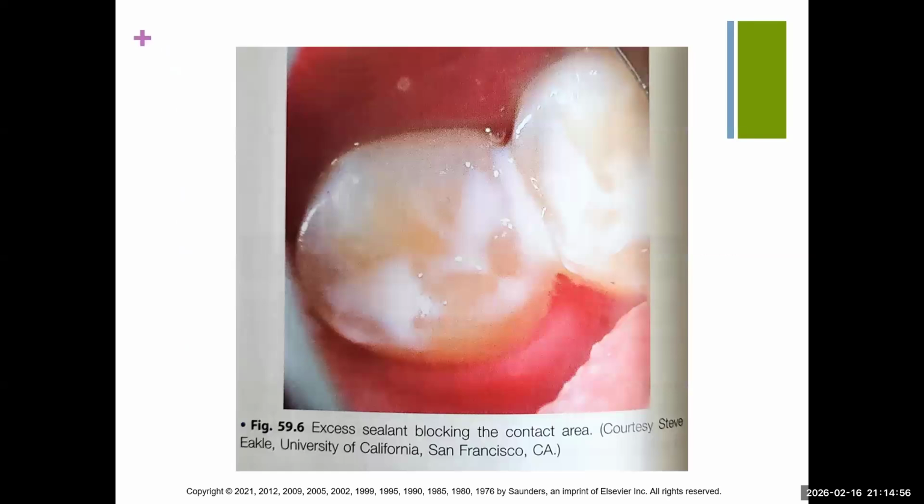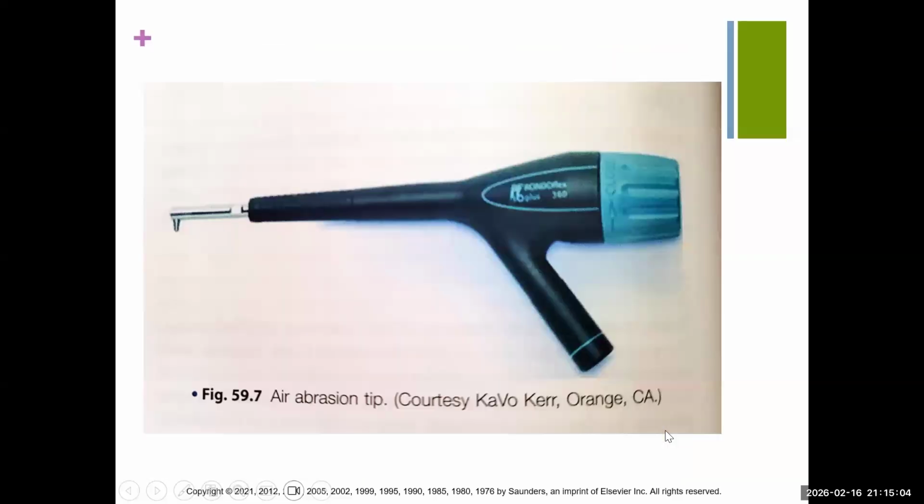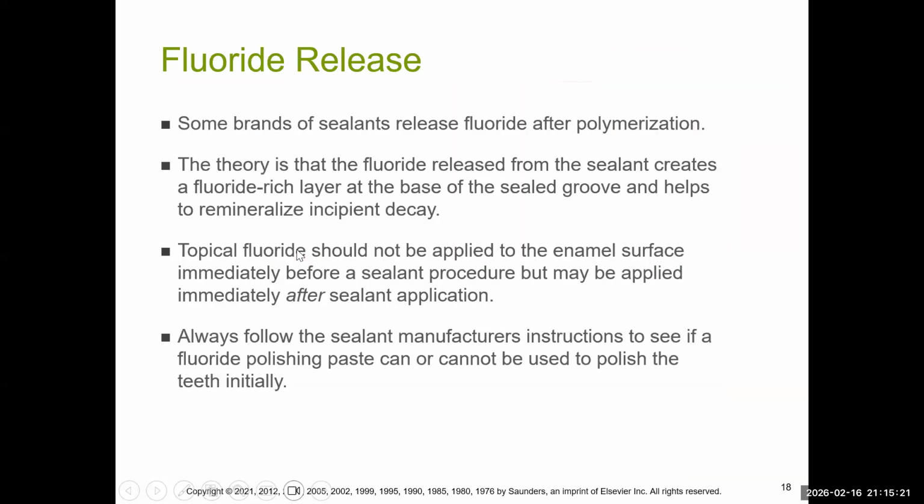Here you could see excess sealant blocking the contact area. The sealant went all over the place. Look at this in the interproximal area. So you got to get rid of that before the patient leaves. Here is this air abrasion tip that people use to kind of clean the tooth off. Remember that little nozzle here, and it abrades the tooth a little bit before you place the sealant, or rather before you place the etch.